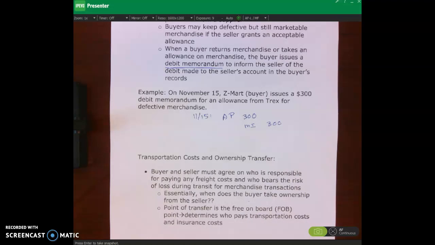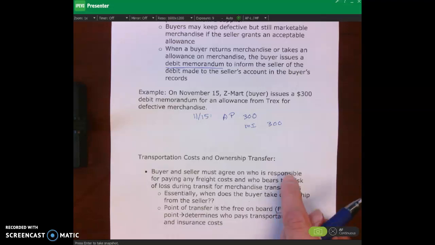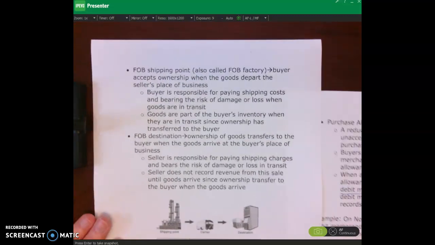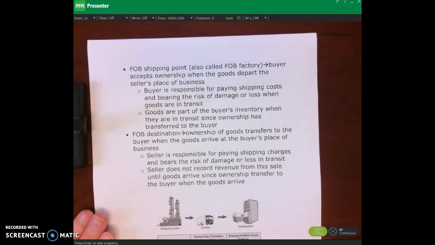And there's two different options. The point of transfer is the free on board, FOB. That determines who pays the transportation costs and also insurance, who bears the risk during transit. So we have two options: FOB shipping point and FOB destination.